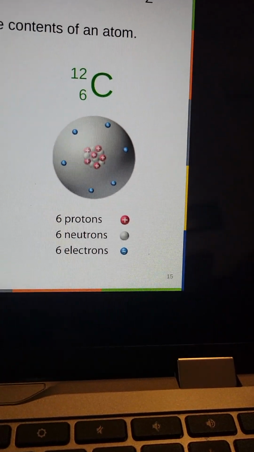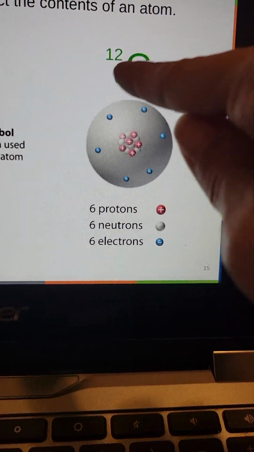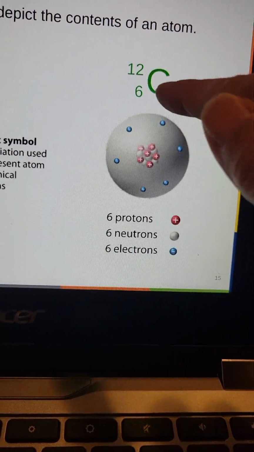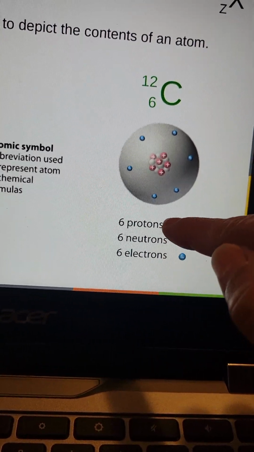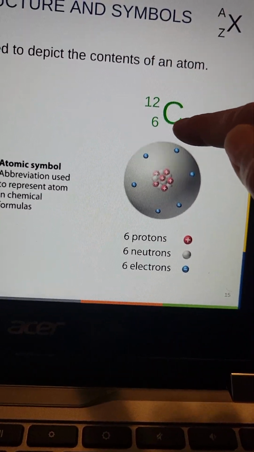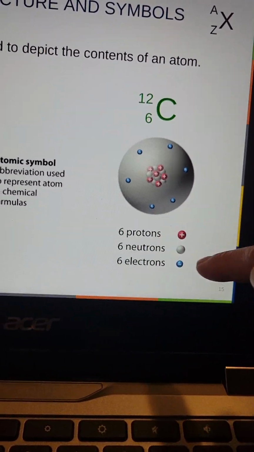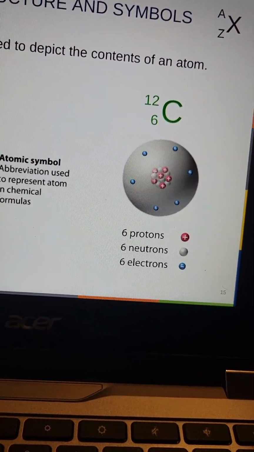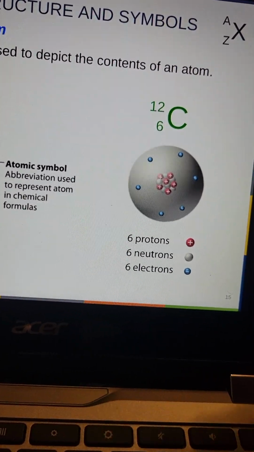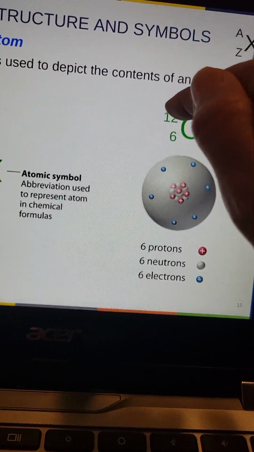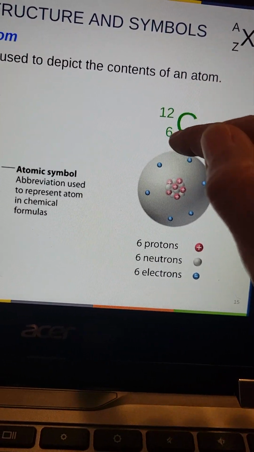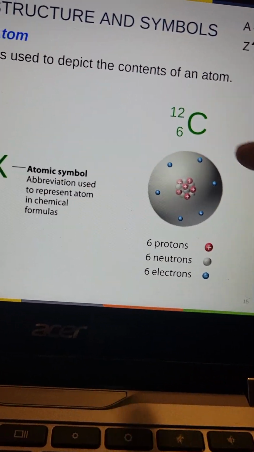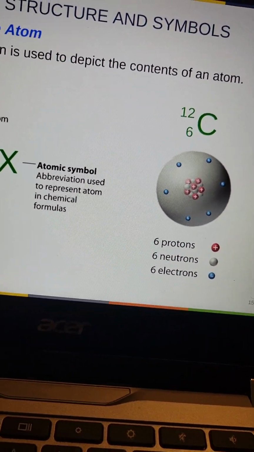So if we look at this atom here, we've got carbon. Carbon is number 6 on the periodic table. Its atomic number is 6, so it has 6 protons. If it's a neutral atom, then the positives and negatives have to be equal, so you have 6 protons and 6 electrons. And then to get the number of neutrons, remember this is protons plus neutrons, and this is protons, so if we subtract the two, we get just the neutrons, so 6 neutrons.